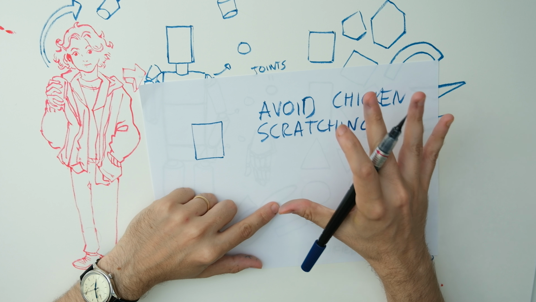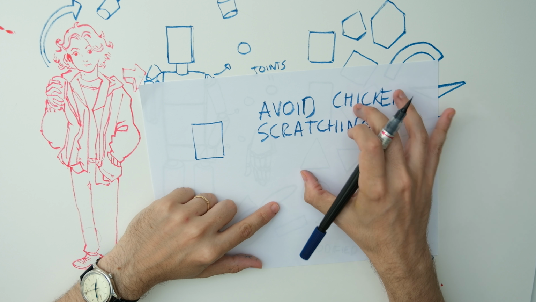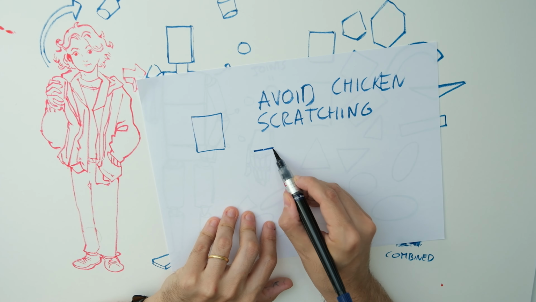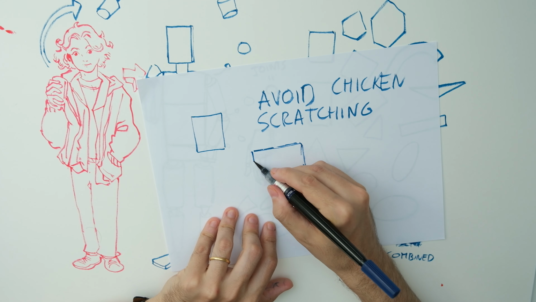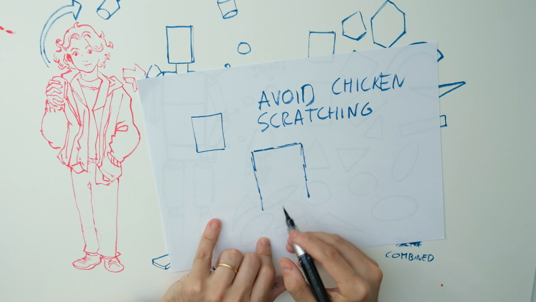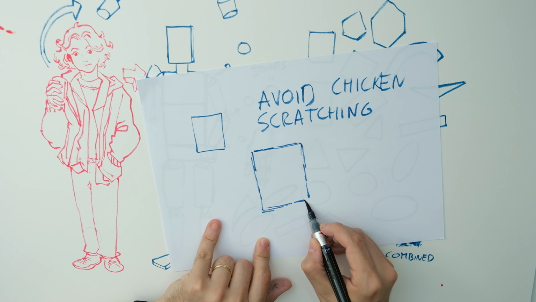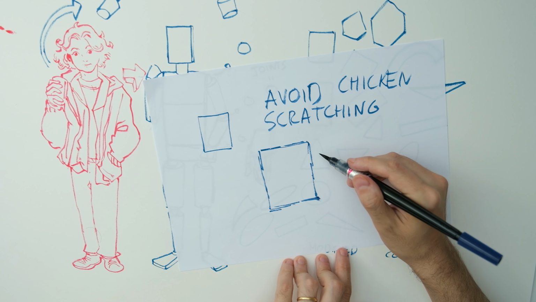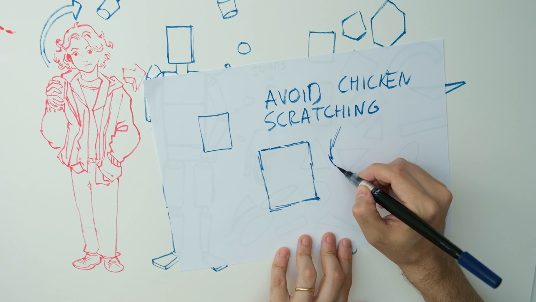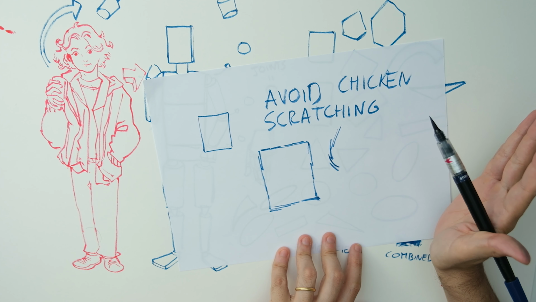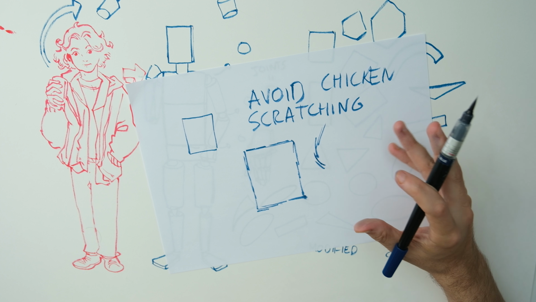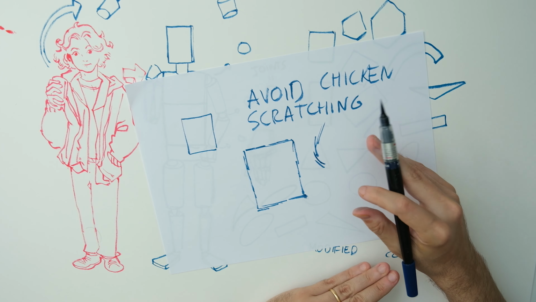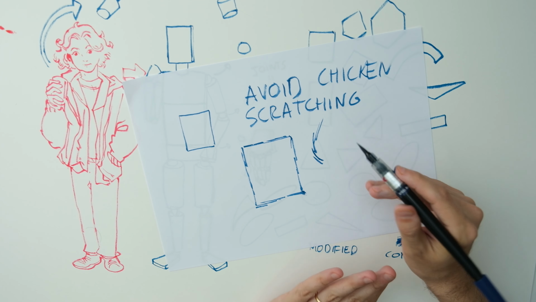You want to avoid this at all costs. What I mean by chicken scratching is doing this. You see, I'm not committing to my lines. This is chicken scratching. My lines are hairy. Chicken scratching can be used as a technique to give texture, but it's something that you use intentionally, not unintentionally.